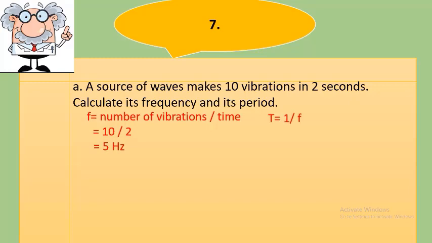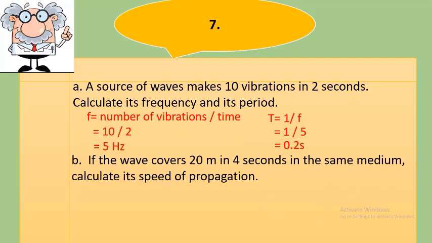The period, as we've said earlier, is 1 divided by the frequency. And in this case, we use the frequency we have just calculated. So we say 1 divided by 5. And the answer here is 0.2 seconds.